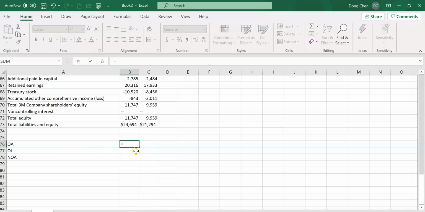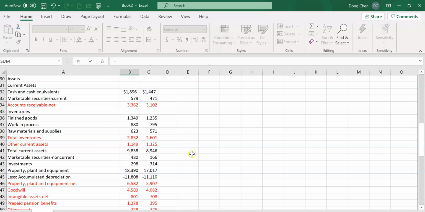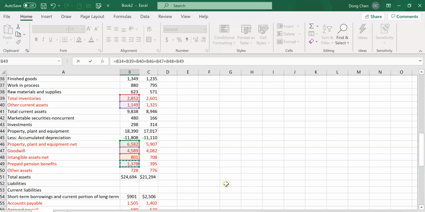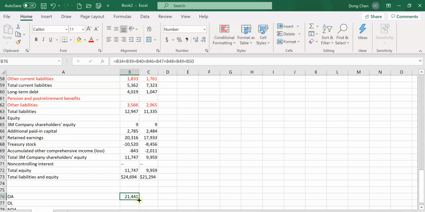So for operating assets, we just need to add all the items on the asset side which are marked in red, which starts from this accounts receivable, and then total inventories, and then other current assets, and then net PPE, and then goodwill, and then the intangible assets, and prepaid benefits, and other assets. And then we can pull the cell to the other year to automatically do the calculation.